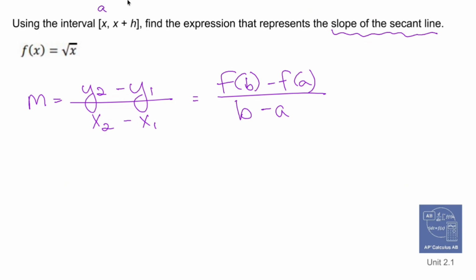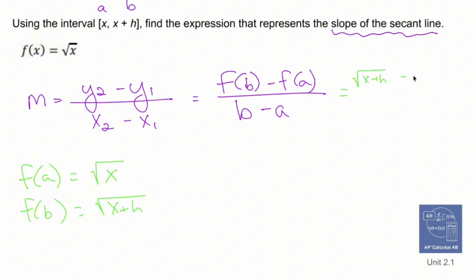You would be my a, you would be my b. So if I wanted to find f of a, that would be me replacing every x with x, so nothing changes. But this would have me replace for f of b every x with x plus h, like so. So now I come back up here and say instead of f of b, let's plug in the square root of x plus h, minus, instead of f of a, let's plug in the square root of x, all over b, which is x plus h, minus a, which is x.